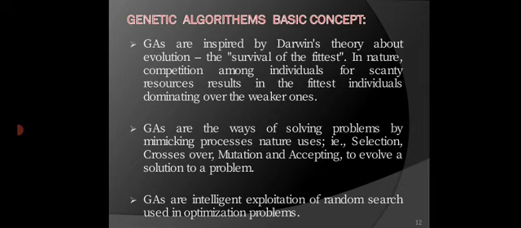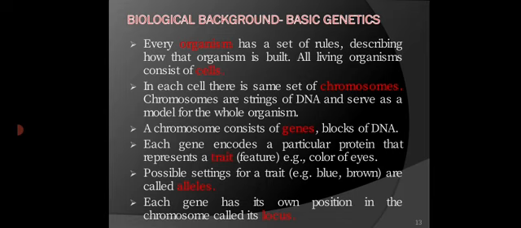GA are a way of solving problems by mimicking the processes nature uses, meaning selection, crossover, and mutation, to evolve the solution to a problem. GA are an intelligent exploitation of random search used in optimization problems. So this is very brief about GA. Let's start with the natural selection process. First we will see the biological background of basic genetics.